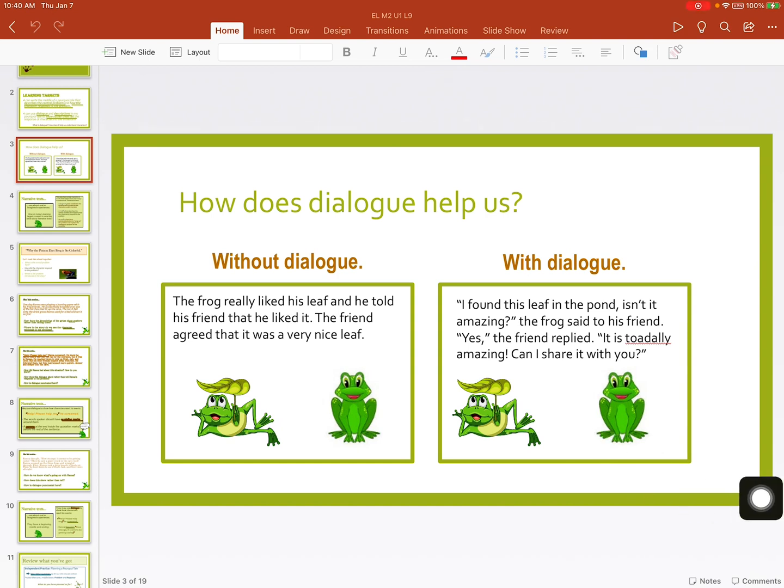I found this leaf in the pond. Isn't it amazing? The frog said to his friend. Yes, the frog replied. It is totally amazing. Can I share it with you?